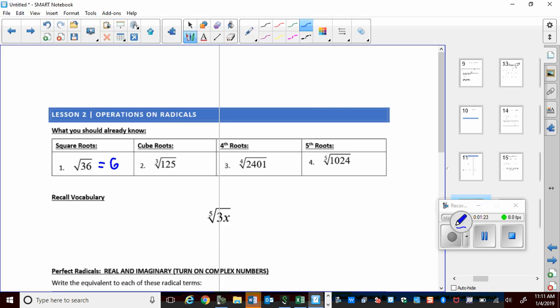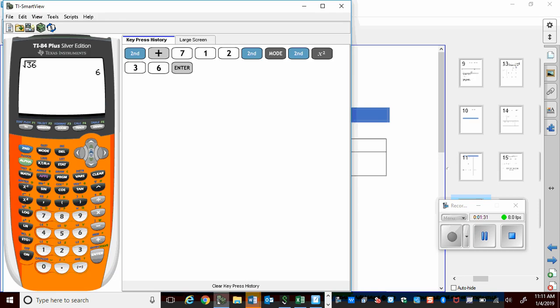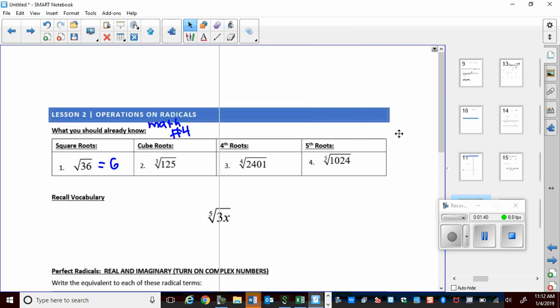For the cube roots, I'm going to press math number 4. For the cube root, I press math number 4, and there's a 125 under the radical, and that equals 5. For the fourth root, I'm going to press math, and I think it's number 5.